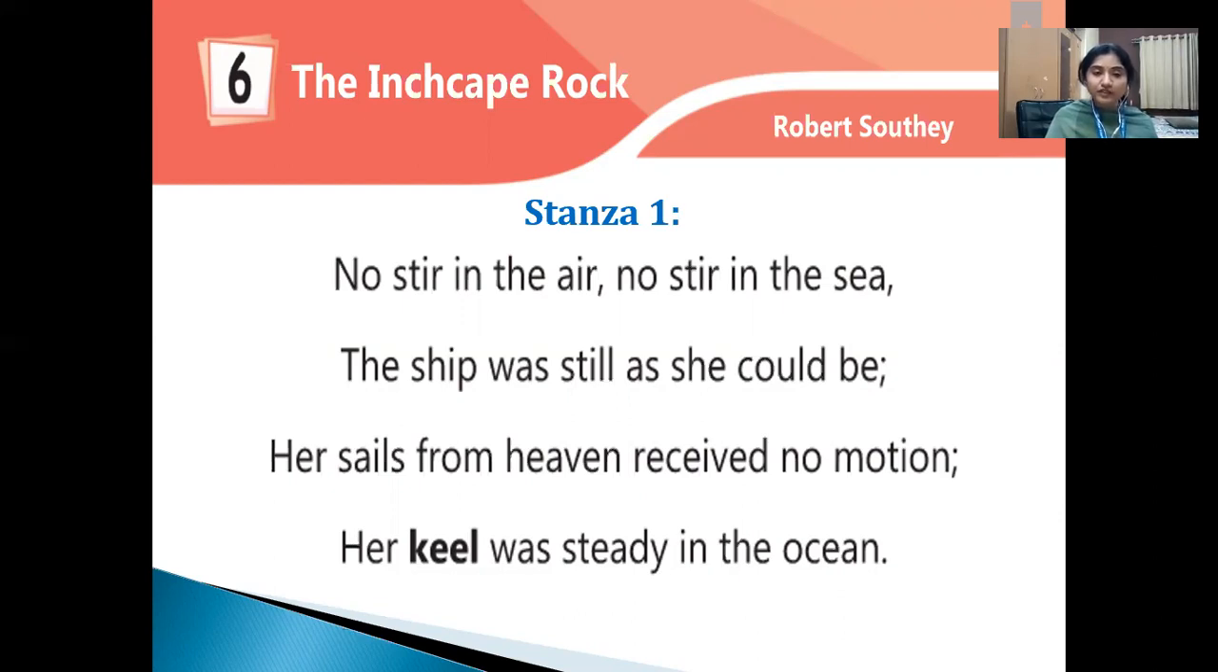The third poetic device used here is antithesis. In antithesis, two opposite ideas are put together, as in this first stanza, no stir in the air, no stir in the sea. Air and sea, these two opposite ideas are put together. Now let's move towards the explanation.